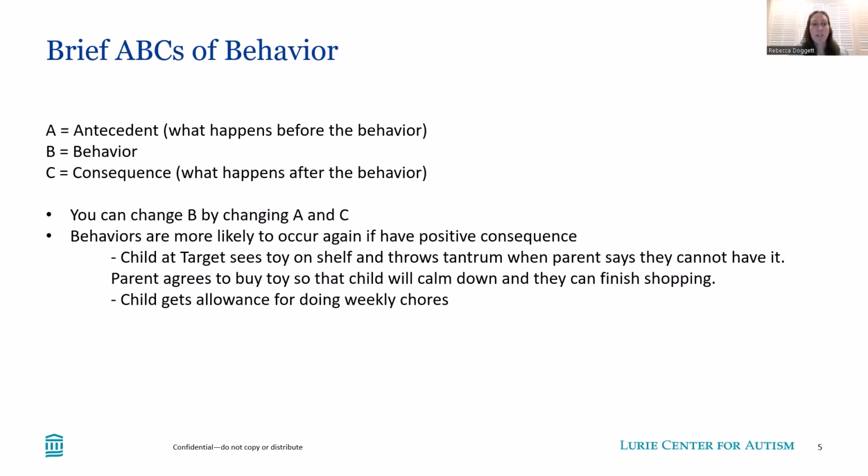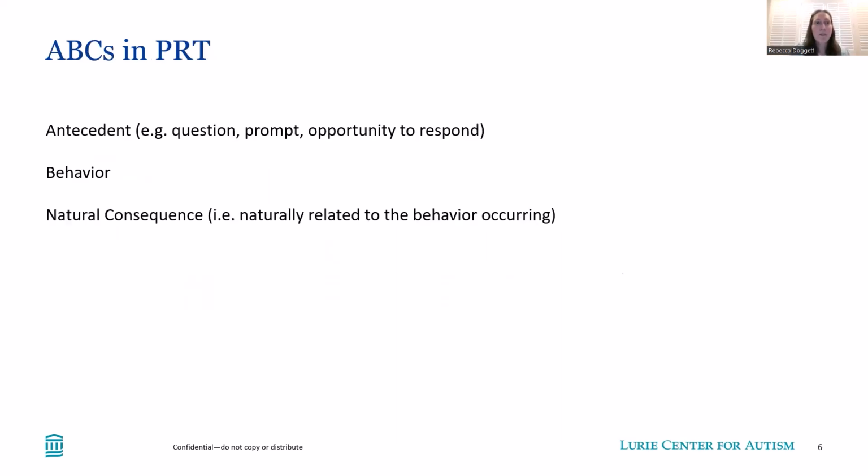Another example is a child who gets allowance for doing weekly chores at home. So there's that positive consequence or positive reward for engaging in the behavior. And we all operate under these principles, whether we're conscious of them or not. We are all rewarded in some way. And the more that we're rewarded or have a positive consequence for a behavior, we're more likely to do that again. So all of these principles apply in PRT.